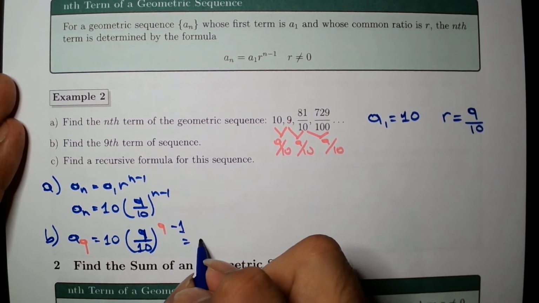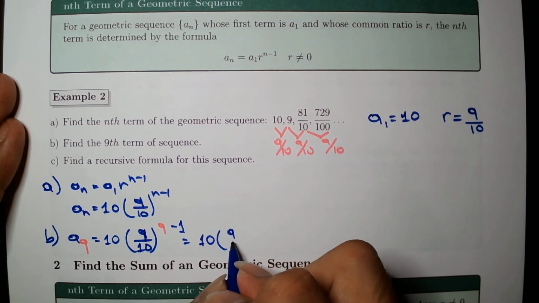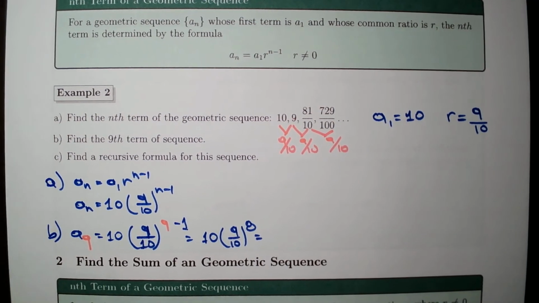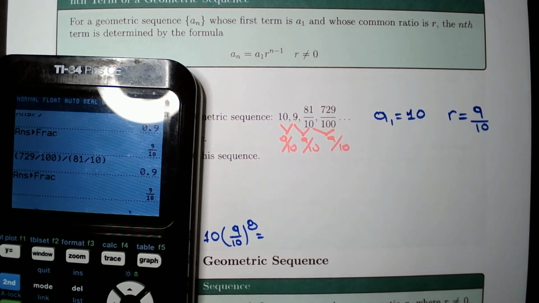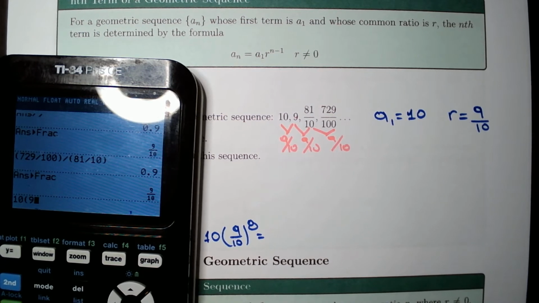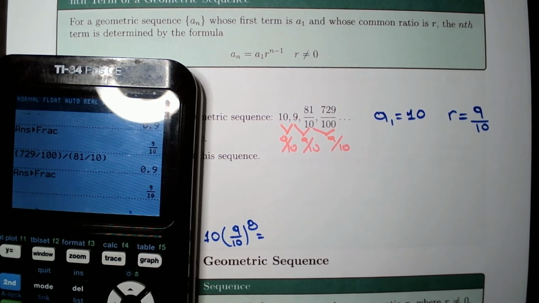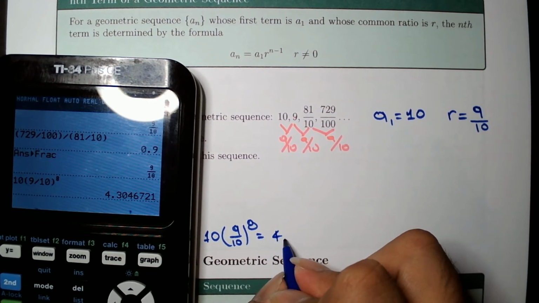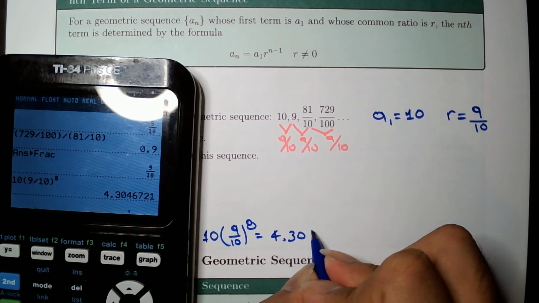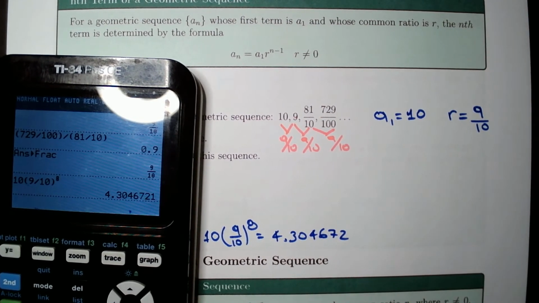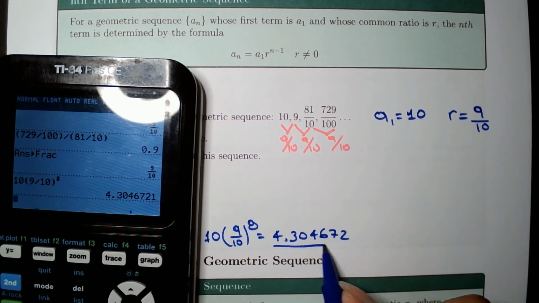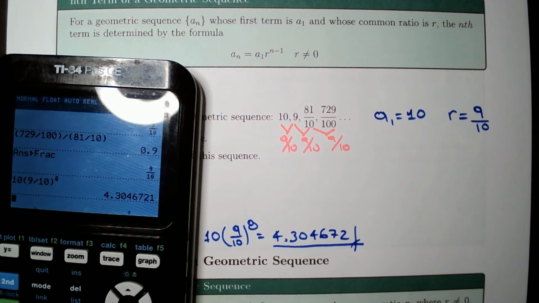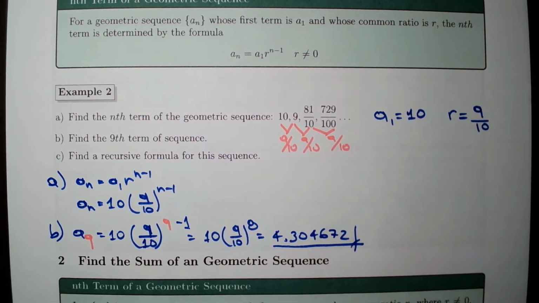Alright, so in this case, what are we going to get? 10 times 9 over 10. 9 minus 1 is 8. And in this case, if we use a calculator, let's see what we get. So that's 10 times 9 over 10 to the 8th power. So we get 4.30467. Well, let's leave it like this. I don't know, maybe MyMathLab is going to ask you for 4 decimal places or 2 decimal places, depending on what MyMathLab asks for.